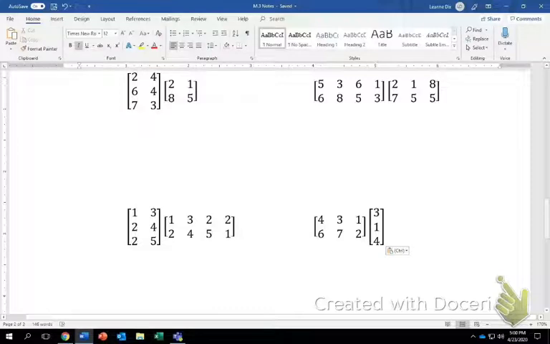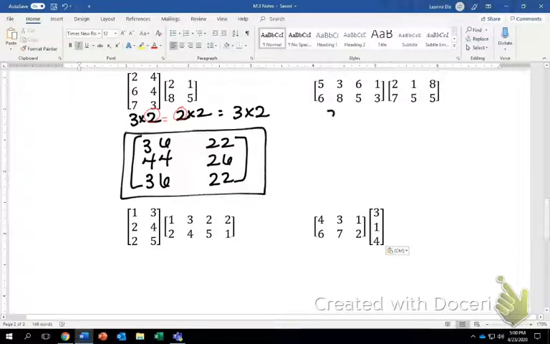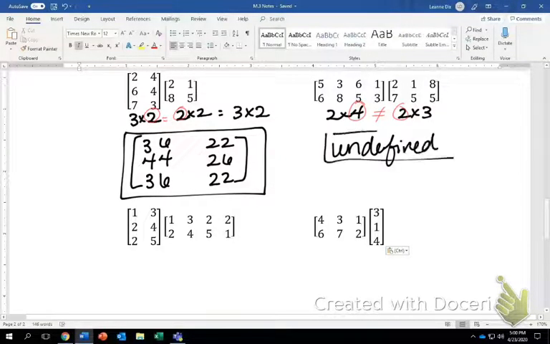So the first thing is on the top left-hand corner, we have that 3 by 2 and a 2 by 2. The 2's are the same, so therefore our resulting matrix will be a 3 by 2. Your answer should end up being 36, 44, 36, and then in the next column, 22, 26, and 22. Make sure you have brackets, and then that is your answer. So then the next one is a 2 by 4 by a 2 by 3. We have 4 and 2, which are not equal to each other, and so therefore this is an undefined matrix.